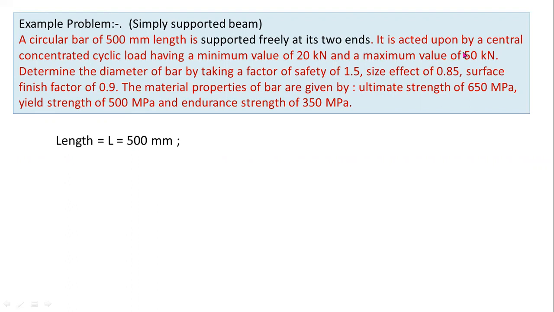It is acted upon by a central concentrated cyclic load. That is, a simply supported beam carries a point load at the mid span, having a minimum value of 20 kilonewtons and a maximum value of 50 kilonewtons. That means this is the minimum load, this is the maximum load. So W max equal to plus 50 kilonewtons and W minimum, that means minimum load, equal to plus 20 kilonewtons.